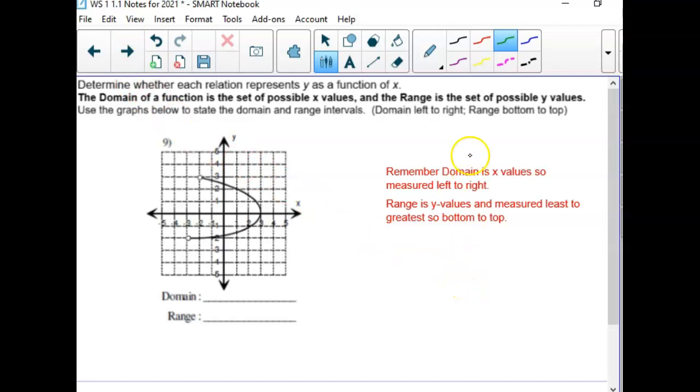What is the furthest left it goes? -3, but it's open, right? So we do -3 with a parenthesis. Then what is the furthest right it goes? Yeah, it goes over to here, so it's a +3, and there's no open circle there, so we're going to assume it hit it.